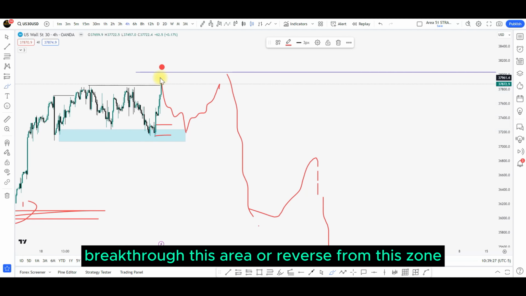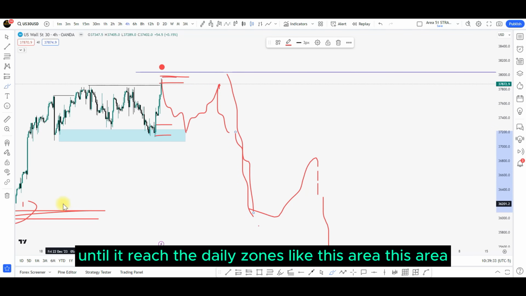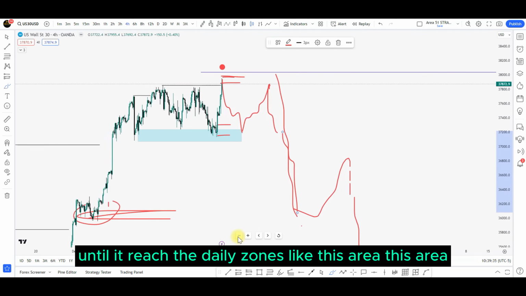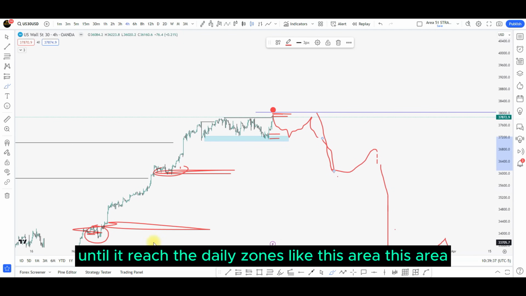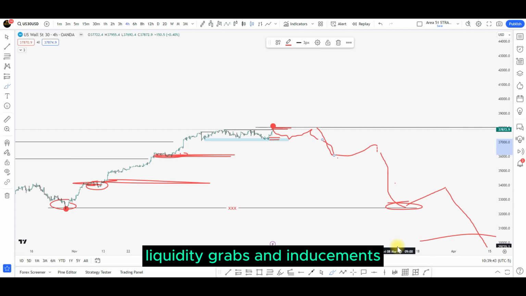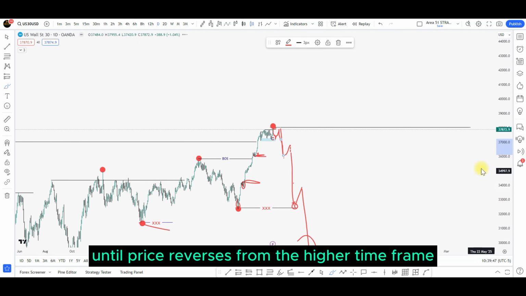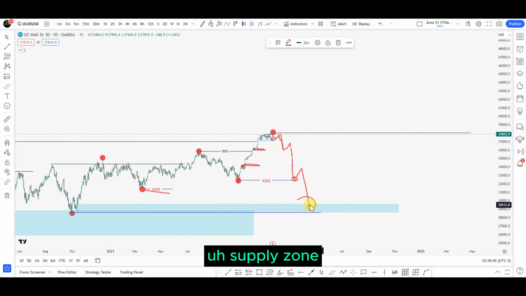break through this area, or reverse from this zone and then continue to the downside until it reaches the daily zones, like this area, this area, this area, and then break through it to create liquidity grabs and inducements until price reverses from the higher time frame supply zone, demand zone, which is right here.